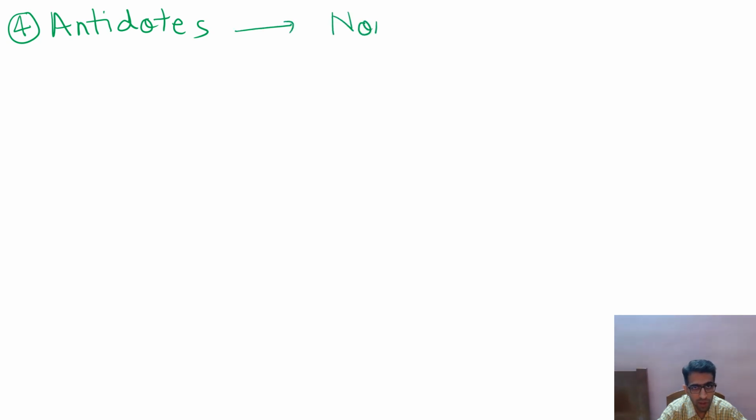Now talking about antidotes and other substances used in poisoning. This is also further subdivided into non-specific and specific. Clear? Non-specific and specific. First of all, talking about non-specific.